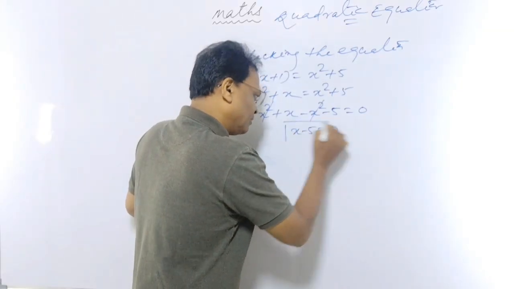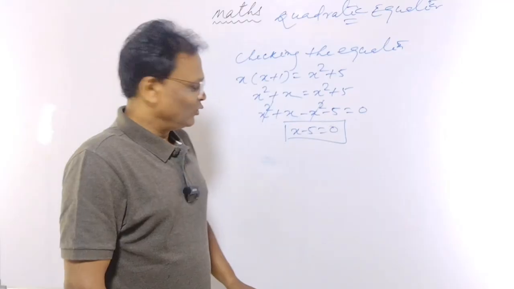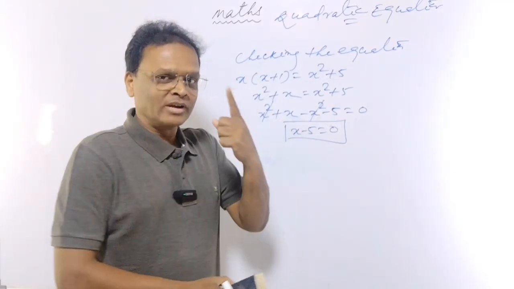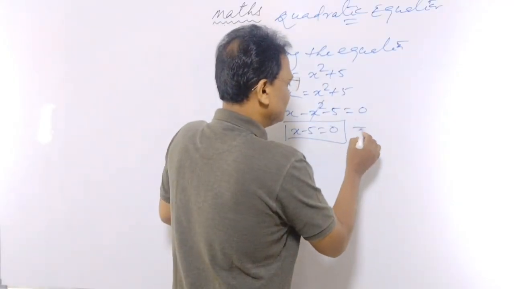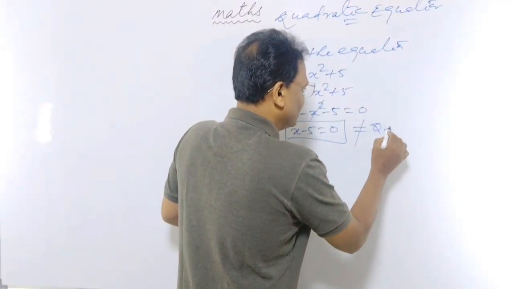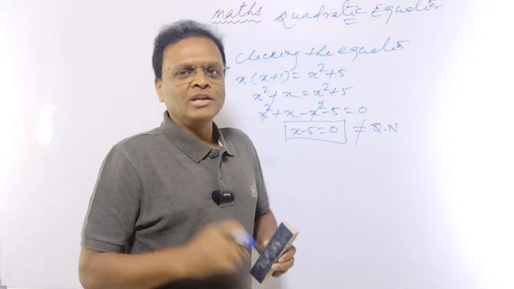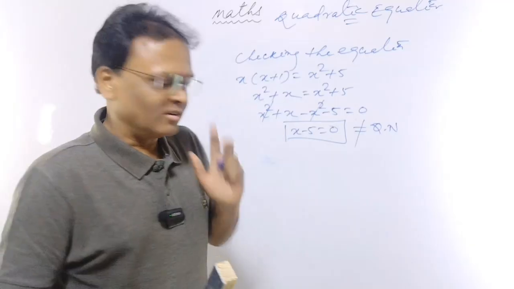Now you tell me whether this is a quadratic equation. No, never. Why? Because the highest power of x is 1. Therefore this is not a quadratic equation. So like this, a few equations will be given to you, and you have to check from there whether this is a quadratic equation or not.